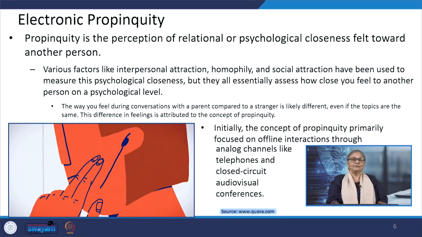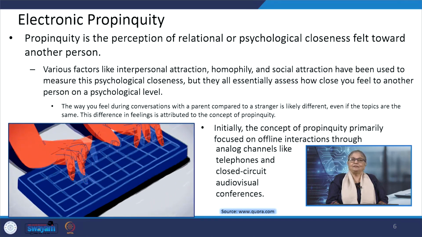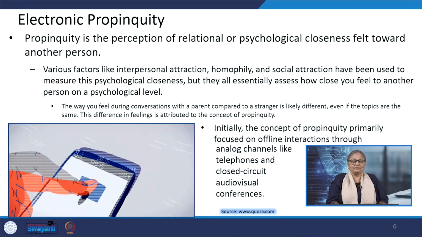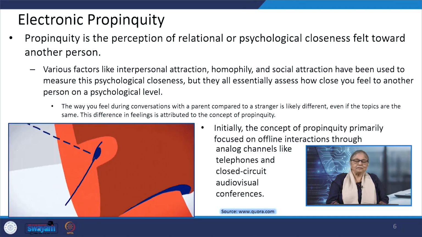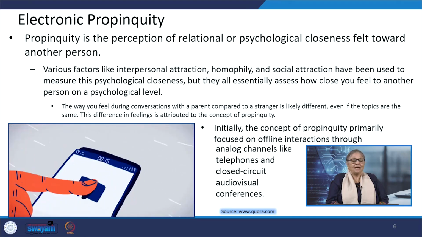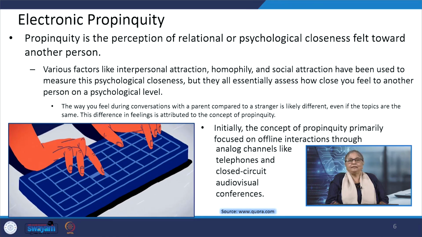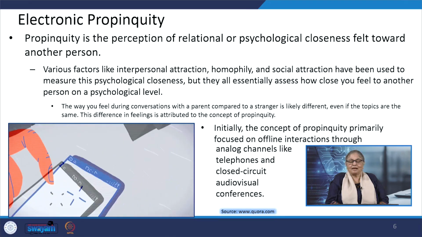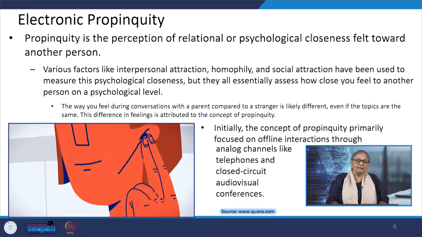So, what is electronic propinquity? Propinquity is the perception of relational or psychological closeness felt toward another person. Various factors like interpersonal attraction, homophily, and social attractions have been used to measure this psychological closeness, but they all essentially assess how close you feel to another person on a psychological level.